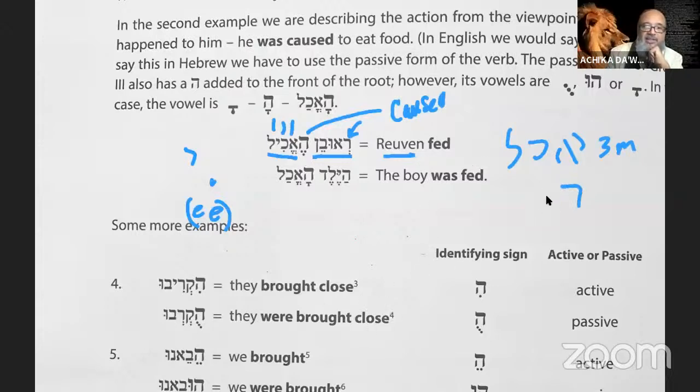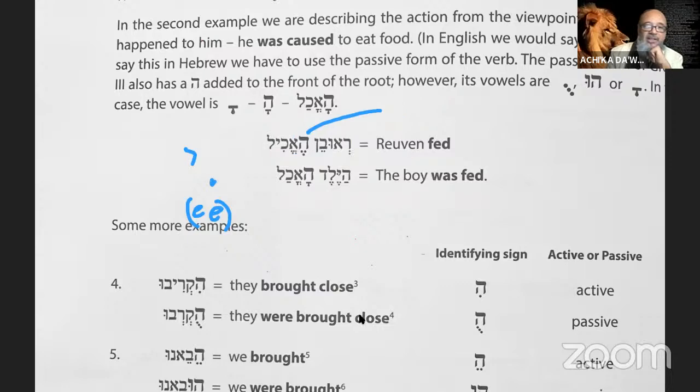Reuven is what? He's a male, right? Yeah, he's male. So Reuven matches the action. He matches the verb. If it was a whole bunch of people doing it, then the he'akil right here would be plural if this was plural. And we learned that in our first book.